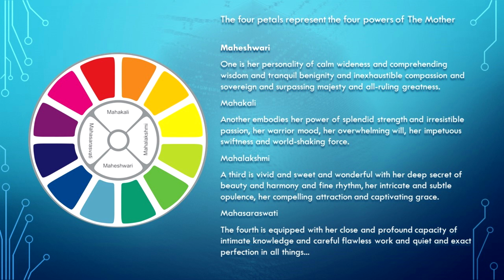So this is the text which explains the 4 petals. One is her personality of calm wideness and comprehending wisdom and tranquil benignity and inexhaustible compassion and sovereign and surpassing majesty and all-ruling greatness. This is Maheshwari here. She is located in the south. Mahakali is opposite.